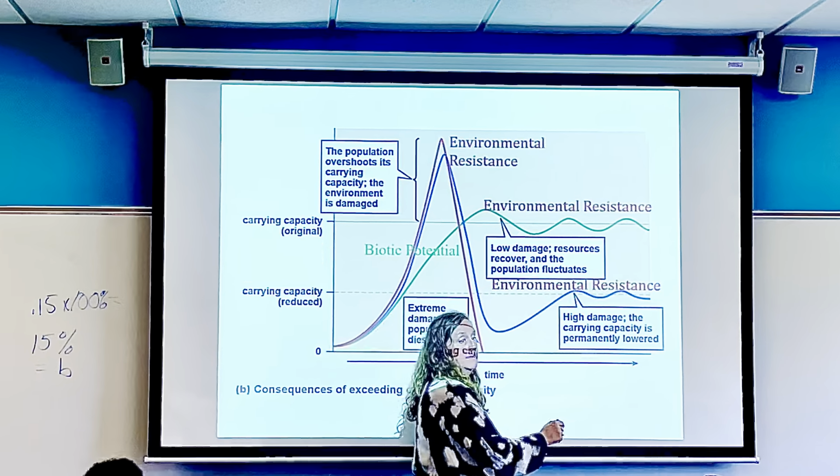Carrying capacity can vary from year to year too. It just depends on what's happening in your environment. Did you have any natural disasters this past year that may have altered what happened last year? Are things harder this coming year? Maybe things are easier. So carrying capacity from year to year, one year it could be like here, the next year it could be down here, and the next year it could be up here. So depending on what happens at that crux of environmental resistance and biotic potential will depend on where your carrying capacity levels off.